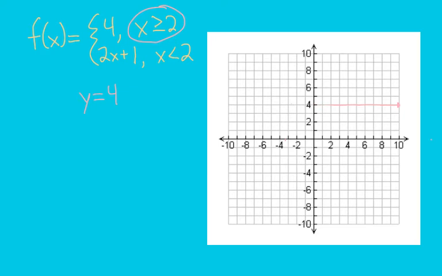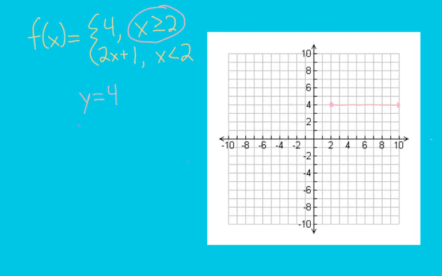Now, I like to note, because it's greater than or equal to 2, we have to put something to let us know that it actually can equal 2. So we put a closed circle that lets us know, hey, this thing can be 2. We're actually halfway done with this problem already. So let's move on to the next part.